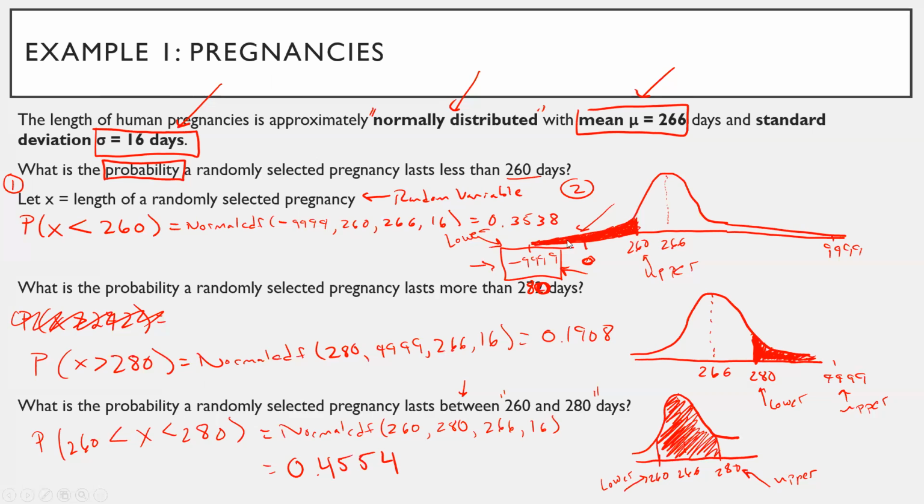Whenever you have an area to the left, the lower is going to be negative 999, and then your upper is going to be where you want to go up to. I want to go up to 260. When you have an area to the right, like more than, your lower is going to be that starting value, and you're going to put in positive 999. When you want to find the area between two numbers, your lower is going to be the first number and the upper is going to be the second number. That's it.